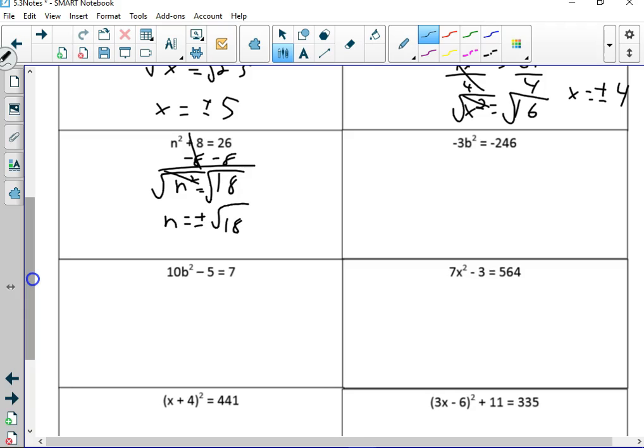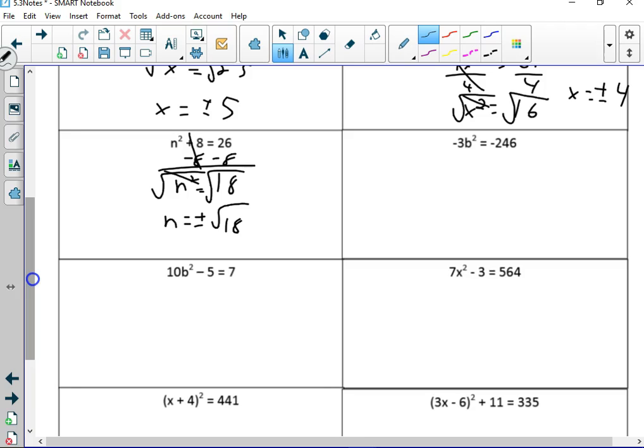That is also not the correct answer. Okay? It is right, it's just not the best answer because it's not simplified. This would be like leaving an answer of 2/4. 2/4 might be correct, but we want to reduce it to 1/2. Here, we need to reduce the radical. We need to find what perfect square numbers are in 18.